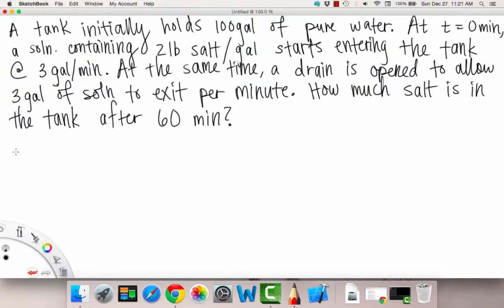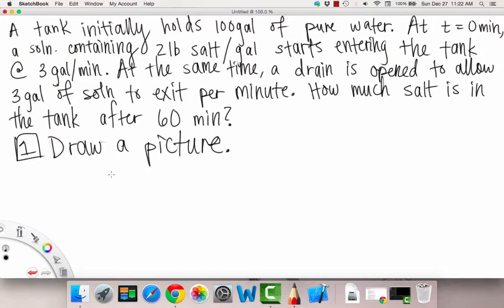Alrighty, so I'll list some of the steps that you can take to conquer these mixing problems, okay? For me, step 1 is always to draw a picture of some sort. It doesn't have to be fancy. My sketches are quite rudimentary, I would say. So let's say we have a tank, which is usually depicted as a cylinder. We have some tank, and let's say we have 100 gallons of pure water in here, okay? So this is 100 gallons.